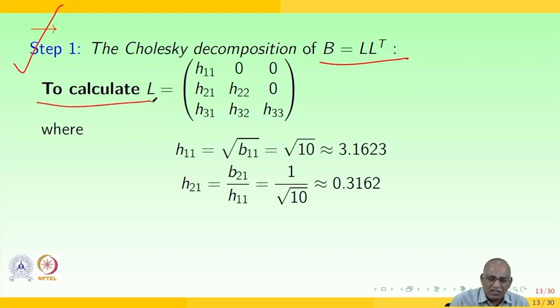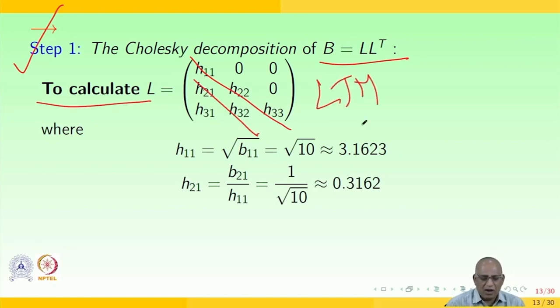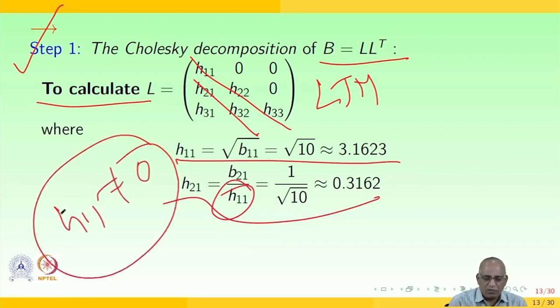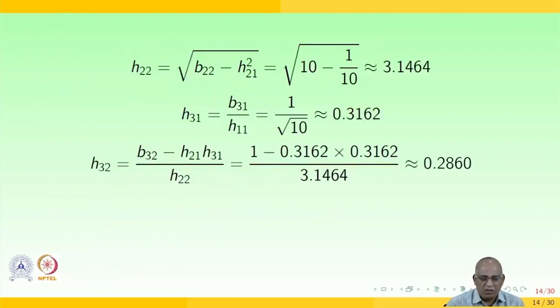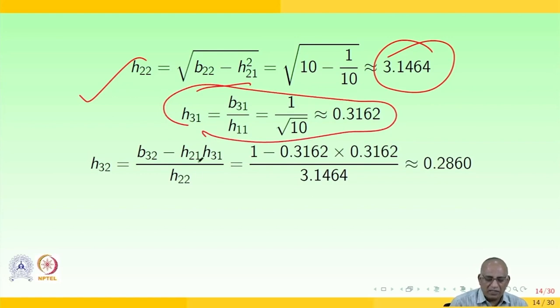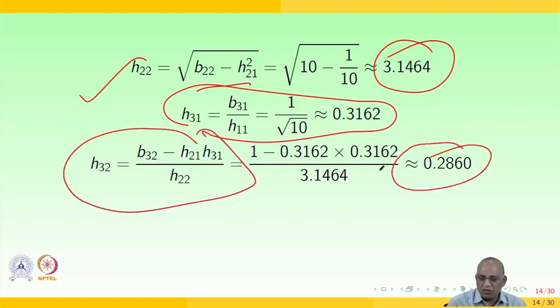Now to calculate L, you will have H11, H22, H33, H21. So this is the lower triangular matrix, where H1 is equal to this computation, H2 is this computation. As H11 is not equal to 0, we should be able to divide by it. For the computation of H22, you can see from here, B22 minus H21 square, and when you compute it, you end up with this value. Similarly, H31 is 0.3162, and H32 is this value.